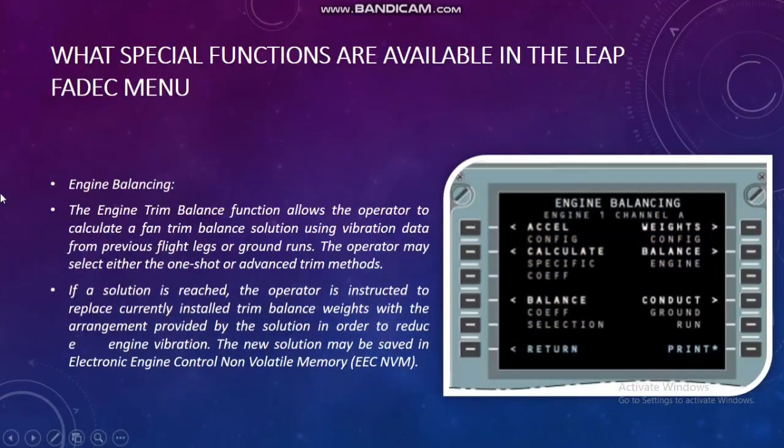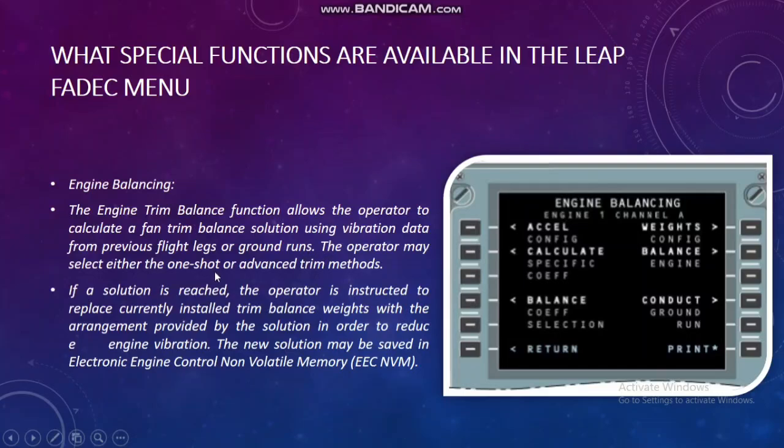Then another function is engine balancing. Here also a lot of things are there: weighting, counterweight, balancing. I have not worked on this balancing, so we will go through the topic. The engine trim balance function allows the operator to calculate a fan trim balance solution using vibration data from the previous flight leg or ground run.